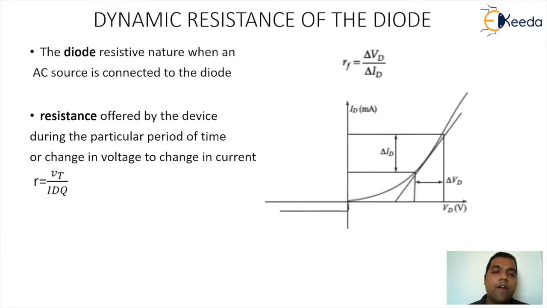Normally, when you find the resistance of a diode, you will get the value as r, which will be defined as Vt by IdQ, where Vt is defined as the thermal voltage of the diode.